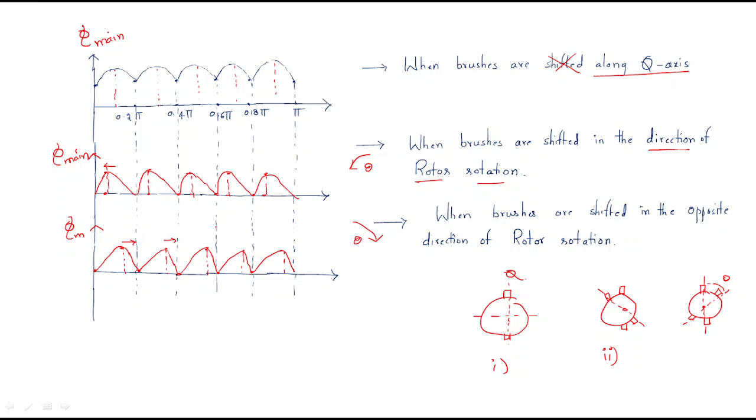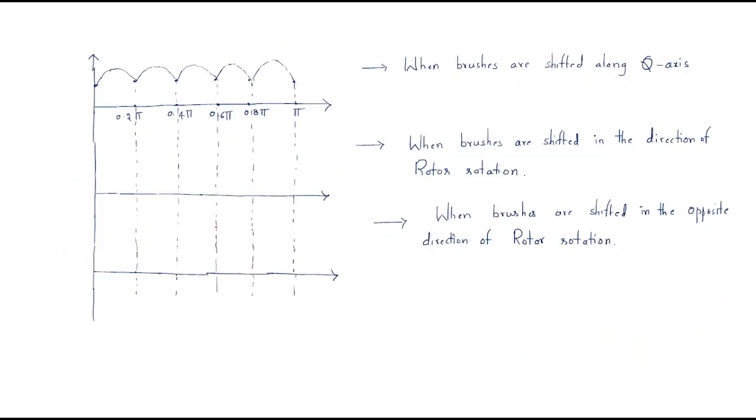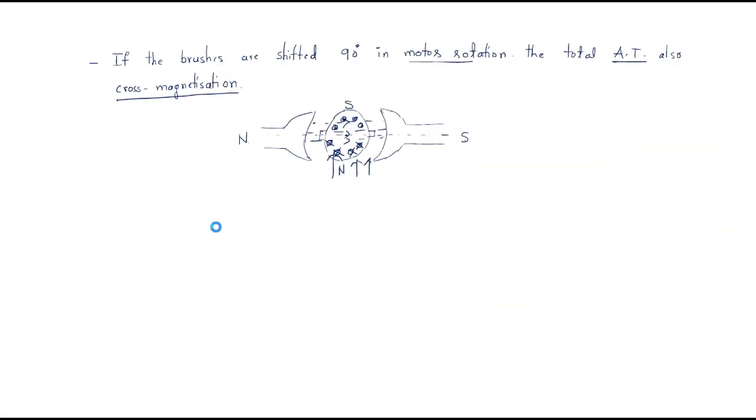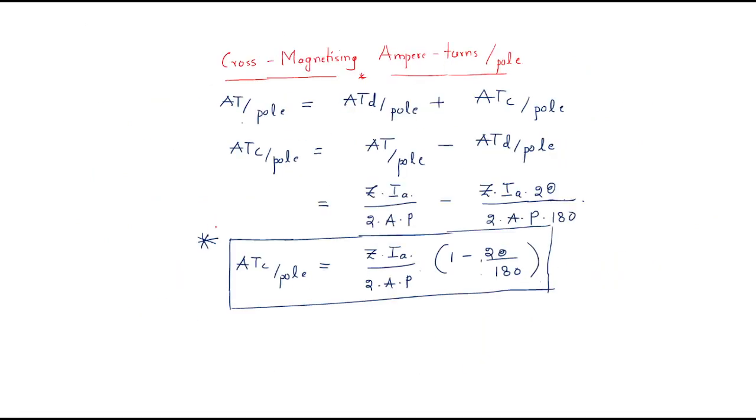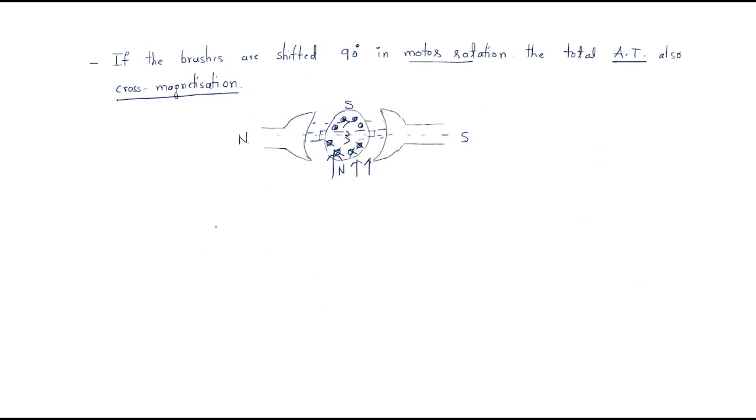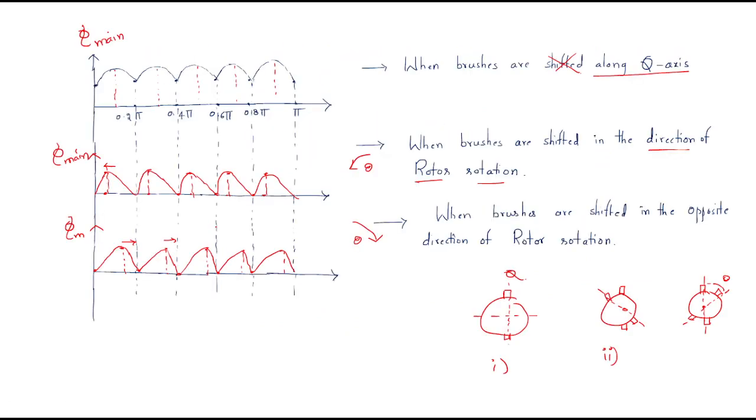So shifting is possible. Okay, this is the complete information regarding demagnetization and cross magnetization with the effect of the brush shifting, and with the effect of the brush shifting, what is the effect on the generator rotation and the motor rotation.